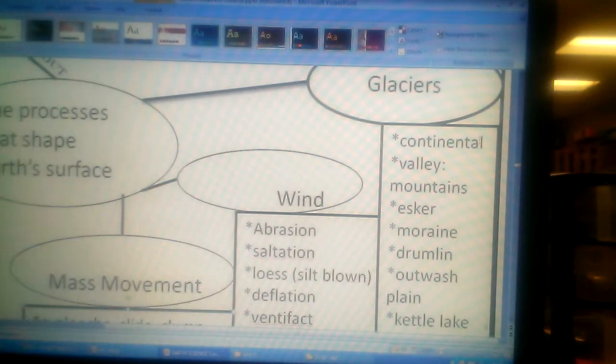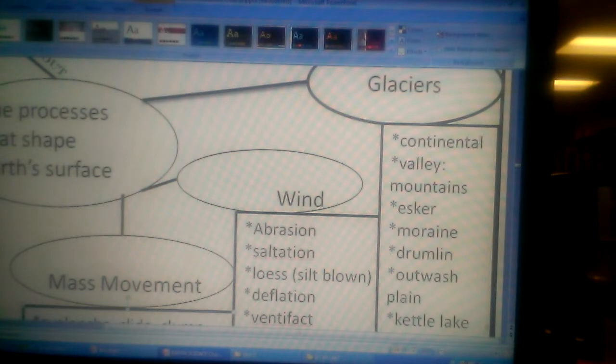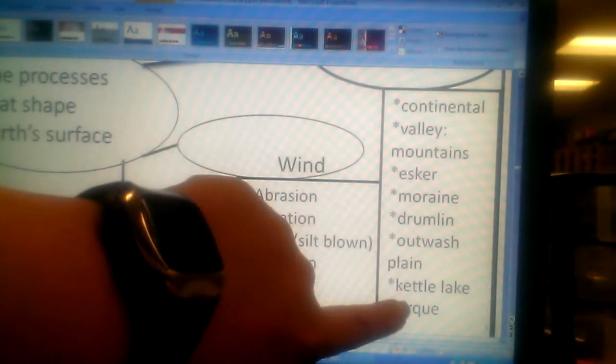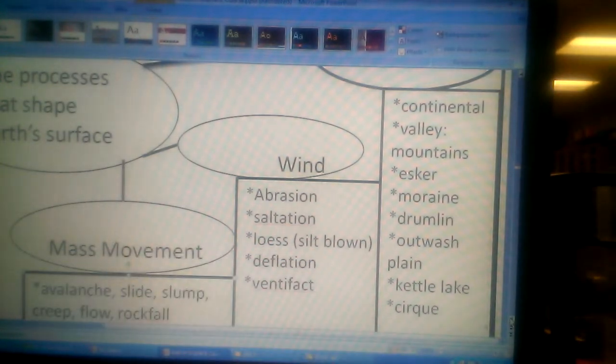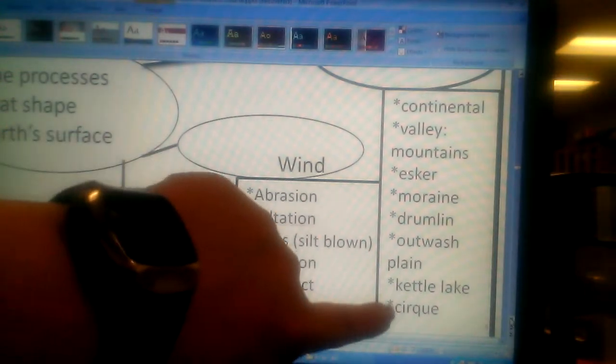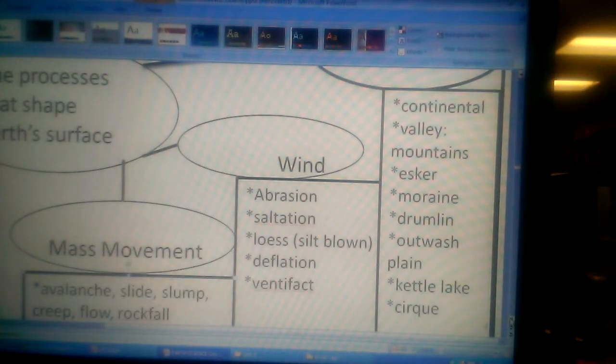Outwash plain is the next one, and that's when the glacier starts to melt, and it's going to deposit everything as it flows away from the glacier. And then you have Kettle Lake, which results from a glacier melting in one spot, and it makes a depression. So then the water melts into it and fills it, and it makes a little lake called a Kettle Lake. And then the last one is a cirque, which is carved out of the side of a mountain. It makes a big depression in the side of the mountain. It looks sort of like an ice cream scoop. So those are your features that you want to remember and keep in mind for the unit test. And that is, again, Unit 3, Weathering, Erosion, and Mass Movement.